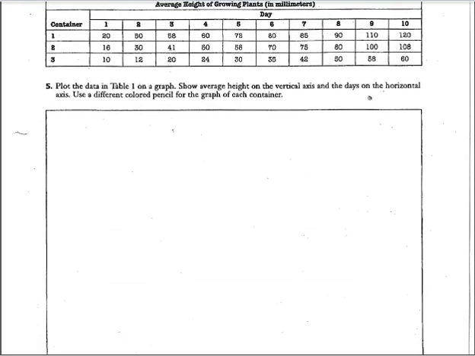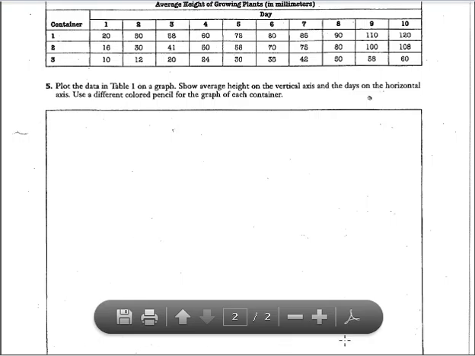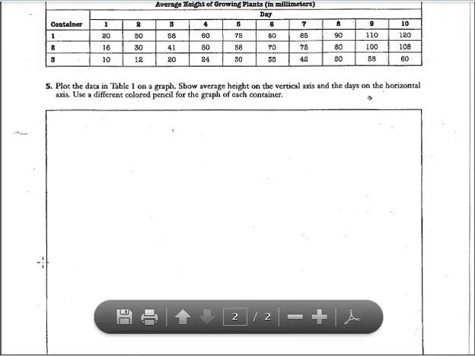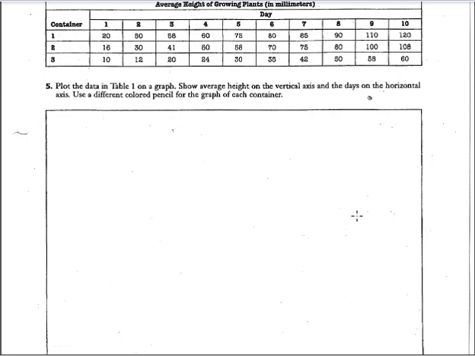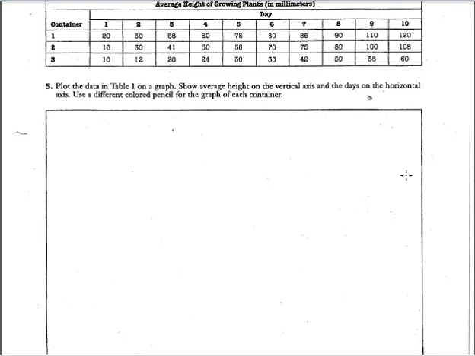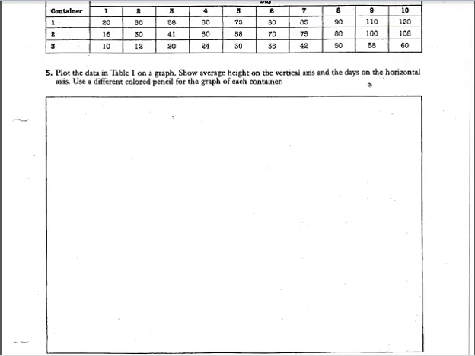Make sure that you use a line graph to graph this, and you guys should have days on the bottom, 1 through 10, as stated here, and then you should have the height going up the sides. Then graph container 1 in one color, then graph container 2 in a different colored pencil, and container 3 in a different colored pencil as stated here in the directions. That's it for this lab report.